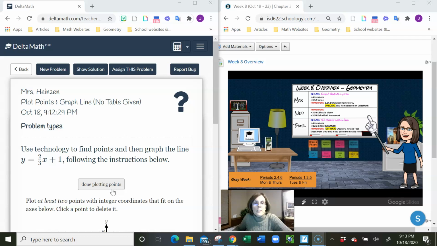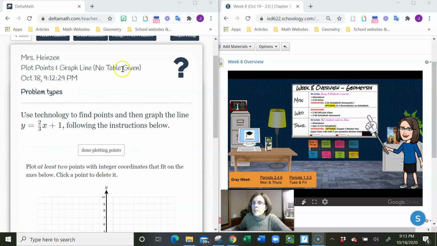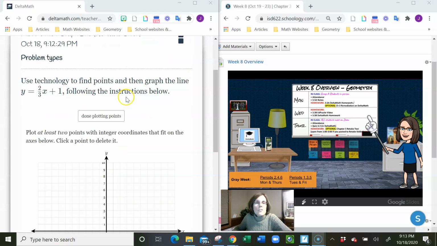I am going to be walking you through the homework assignment for today, 3.5b, which is graphing parallel and perpendicular lines. So this is the Delta Math assignment, and the first skill that you will come upon for the 3.5b is plotting points and graphing a line. The instructions say to use technology to find points and then graph the line. And they want you to plot at least 2 points. I will be trying to do at least 3. And then you'll see once I plot the points, they'll give me the opportunity to draw the line.